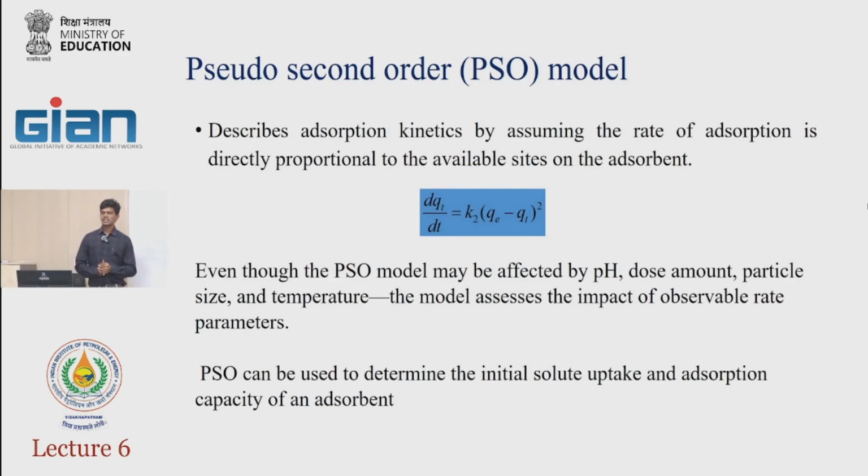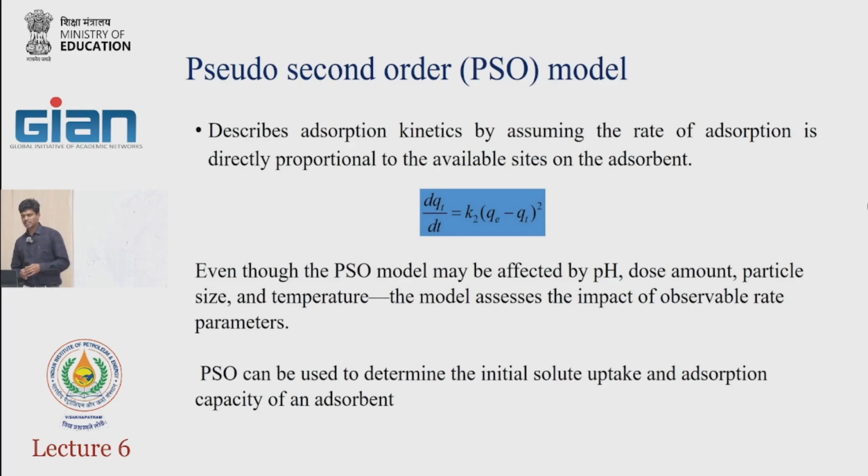Okay, so the second one is pseudo second order. Even this is mostly used to model liquid systems. It describes the adsorption kinetics by assuming the rate of adsorption is directly proportional to the available sites in the adsorbent. So the first one talks about the difference in concentration, but this one talks about the available sites in the adsorbent. Here the governing equation is dq over dt equals K2, which is another rate constant, times Qe minus Qt, whole square.